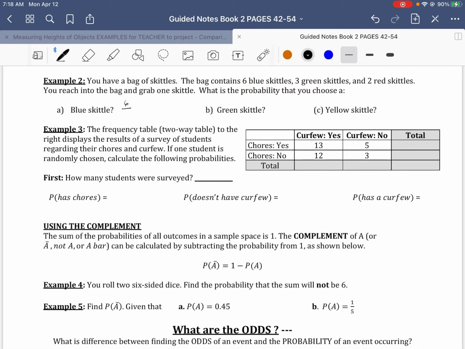So 6 out of the total. And again, this one doesn't tell me a total, so I need to calculate that. So I've got 6 blue ones plus 3 green ones plus 2 red. So that's 9 plus 2. It looks like there's 11 Skittles total.